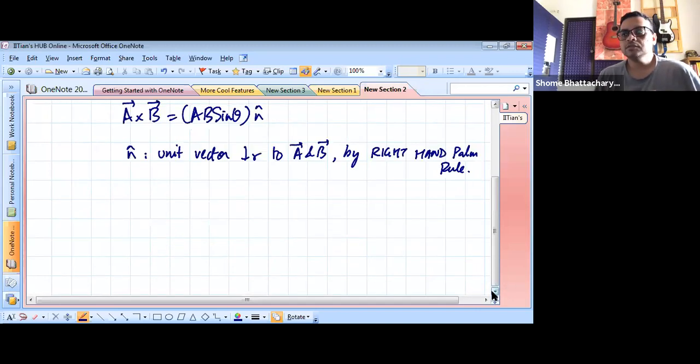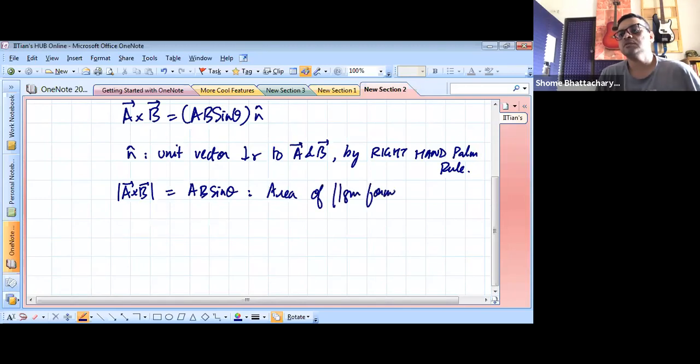And we also saw that the magnitude of A cross B, which is AB sine theta, becomes the area of the parallelogram formed by A and B. So that was the interpretation of the magnitude, whereas the direction is perpendicular to the plane of A and B. These are the two things we understood.